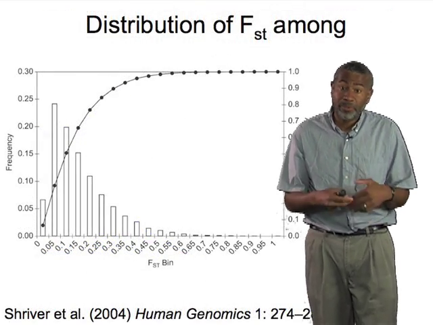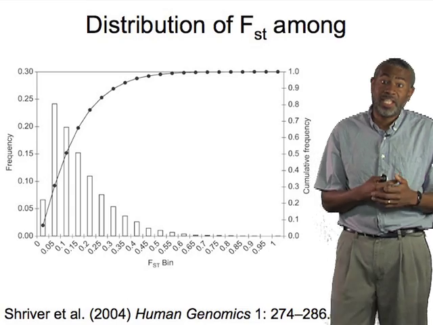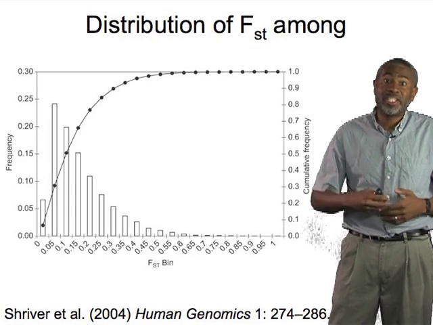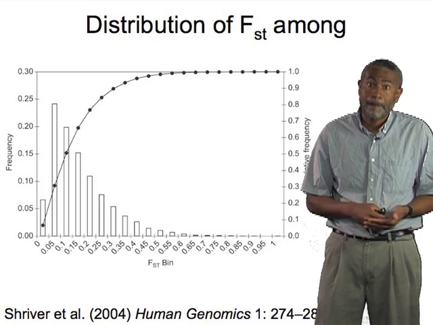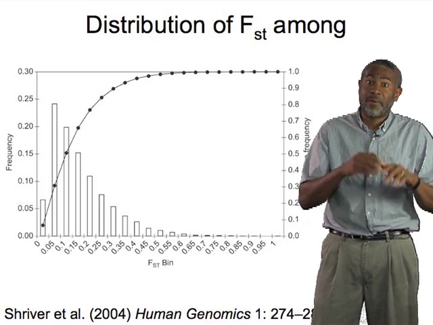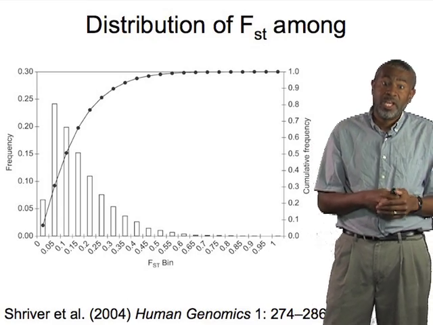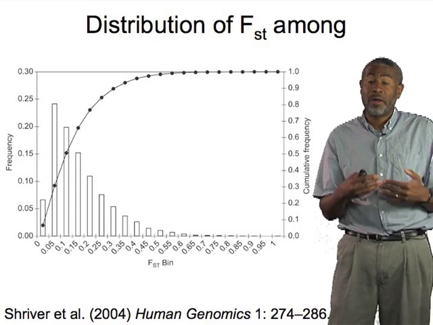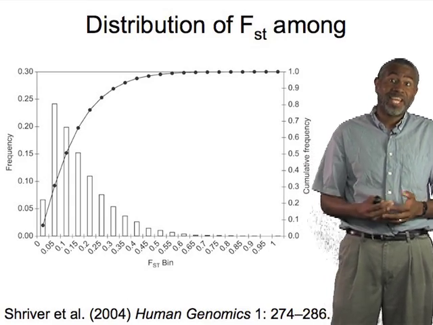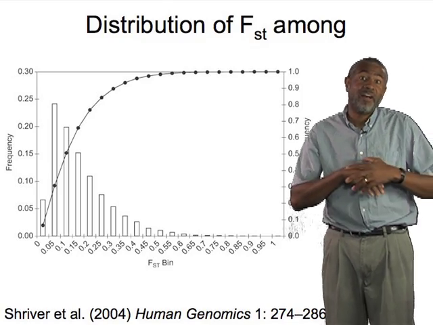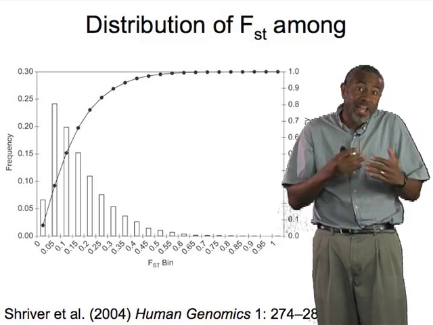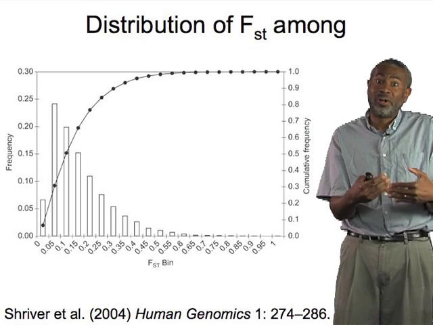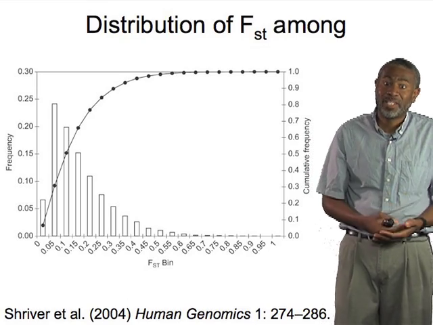Here are some examples from human data. You can see that in this case, these researchers looked at 8,500 different places in the genome, and they calculated FST among different human populations. You can see that most of these loci show an FST of about 0.1. That says that human populations are very, very mixed up. There's not a lot of genetic differences between different human populations or so-called human races.